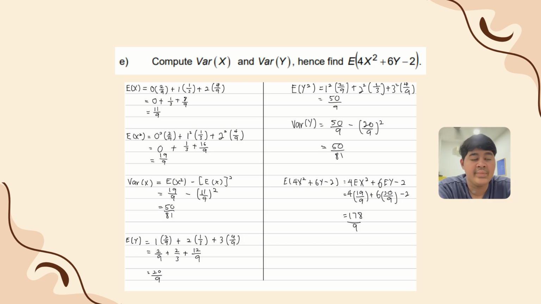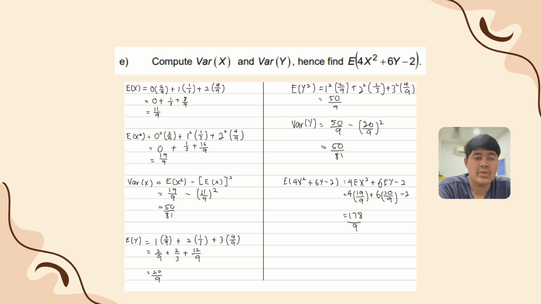So for E(X²), the formula would be x² times f(x). As you can see, we have to square the value of x: 0 squared times f(x), 2 over 9, which we already know, plus 1 squared, and so on. And the answer for E(X²) would be 19 over 9.